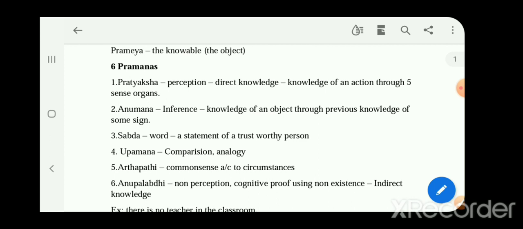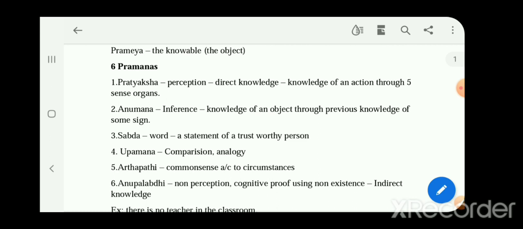And the third one is shabda pramana. Shabda pramana means a verbal statement from someone. It could be any trustworthy person. So I hear from someone. That hearing, those words or statements from someone, the knowledge we gain, is called shabda pramana.